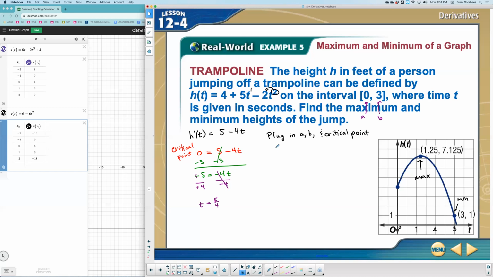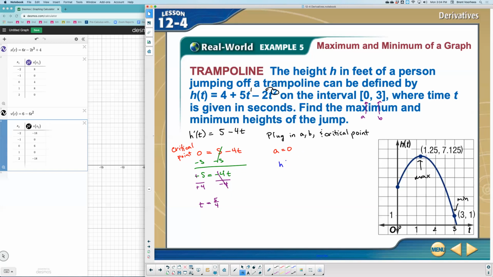So let's first plug in the A. When I plug in the A, what I have is in my original equation, we don't know what A is. A is 0. Let me plug that in. Okay, so now when I plug this into the equation H, we want to find the maximum and minimum height. So I'm plugging it into the original function H.